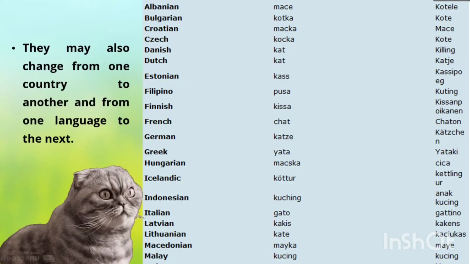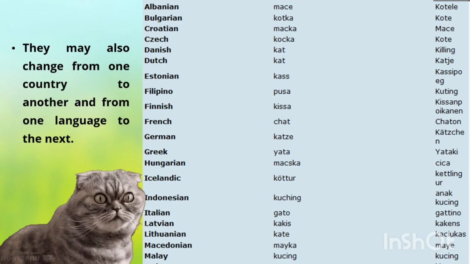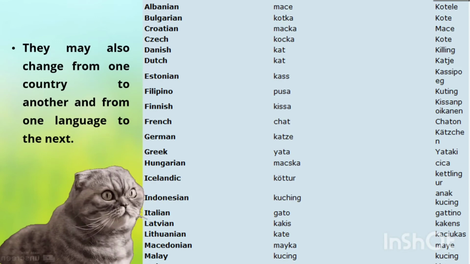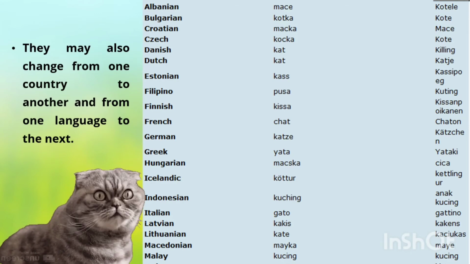They may also change from one country to another and from one language to the next. Imagine people from different countries talking about a particular species or organism, and that is the cat. So how will they understand each other? The common names given to organisms confuse many people and prove to be misleading. For example, the jellyfish and starfish are two marine organisms, but neither of them is a true fish. They are structurally different, and they are not even closely related to one another. The same is true with other organisms.